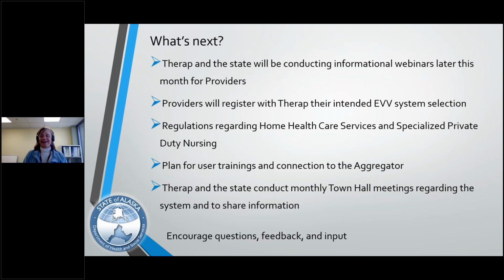So what's next for us? Several things. So again, as I said before, TheraP is the state EVV system that we chose and the state EVV aggregator. So that vendor will be hosting several informational webinars to review how the system works and how third-party systems can certify to connect to the aggregator. The state is asking providers to attend those webinars and register with TheraP with their intended EVV provider selection. This allows for proper planning for training and for providers and the certification process for third parties as we approach January of 2023.